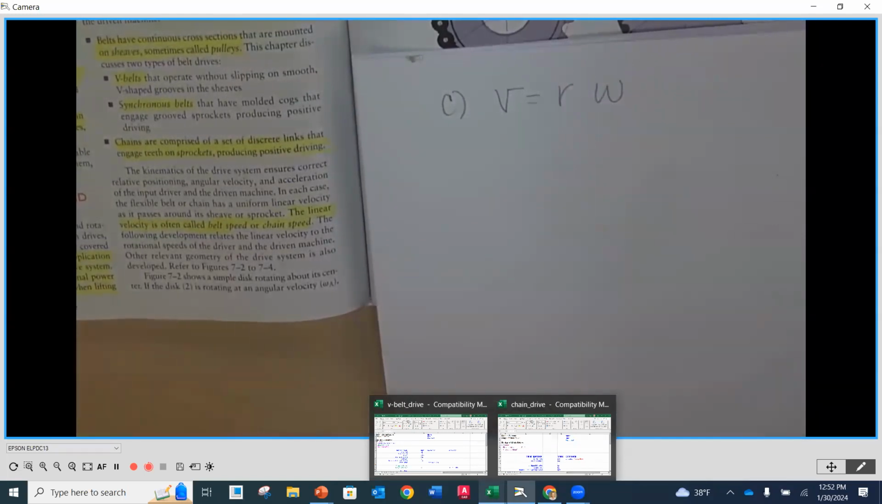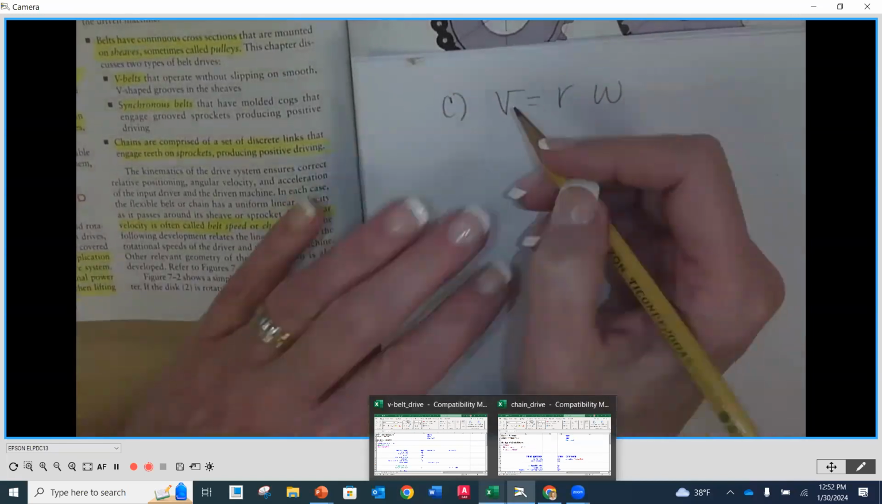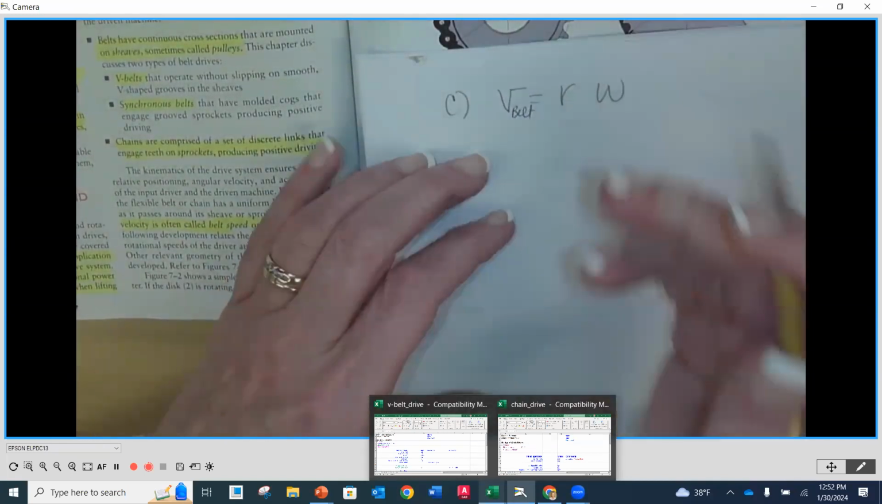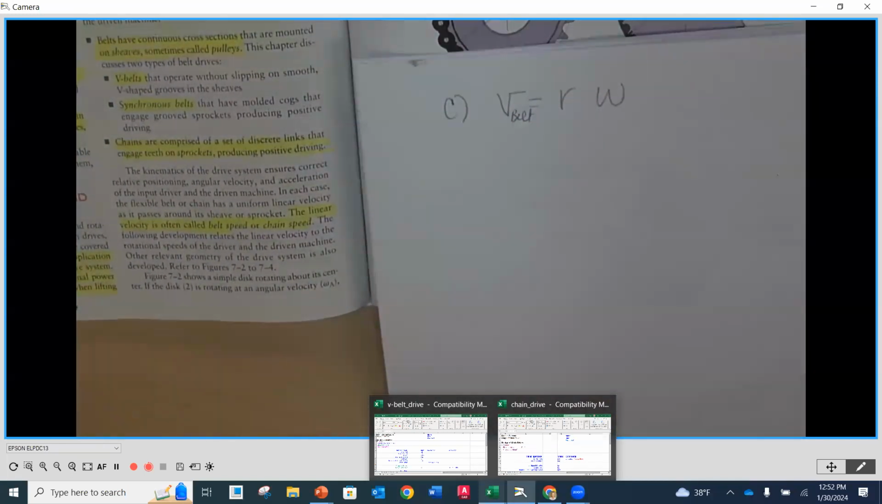Capital V to me is volume. Cursive V is velocity. You don't have to put the little tail on it, but that's how you'll see I do it. Now, we want to figure out what this is, and I'm just going to put belt underneath it because this is a belt speed that we're looking at.